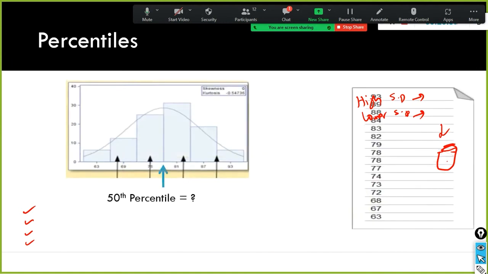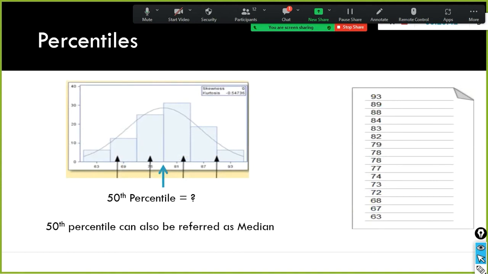Now let us look at the 50th percentile. The 50th percentile can also be referred to as the median. We normally use the term median; we don't use 50th percentile. For the 25th percentile we say first quartile or 25th percentile, but the 50th percentile we don't use as it is in practice. We say median.